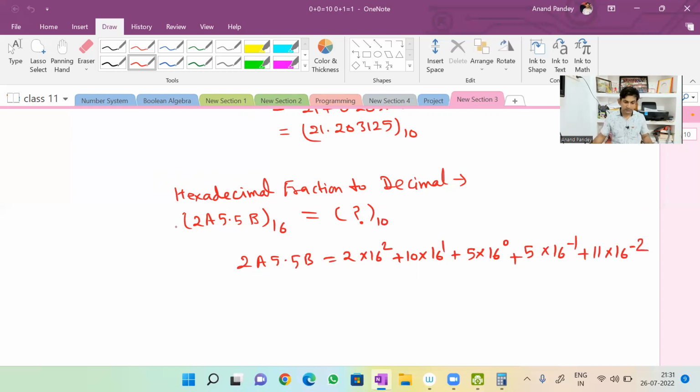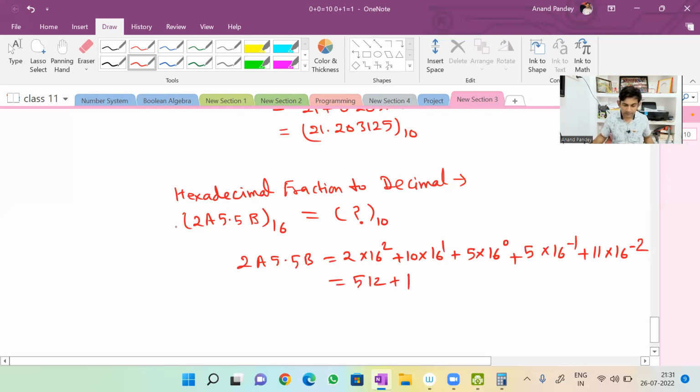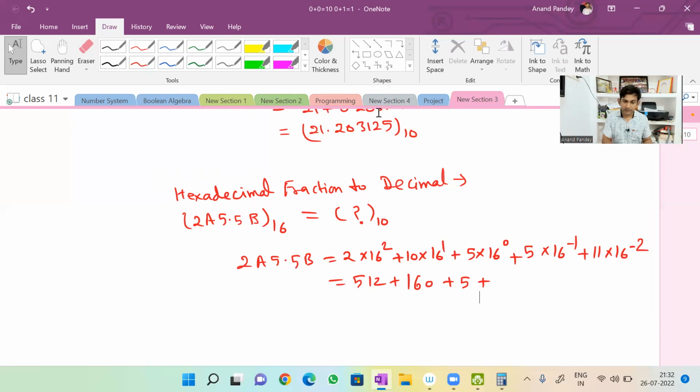So if we solve all this, here 16 square will be 256. So 512 plus 160 plus 5 plus. Now this you have to calculate. 16 to the power -1 will be 1/16, and 16 to the power -2 will be 1/16 square. Okay. So let me calculate this. So you can check the calculation. I have done this calculation. 0.3125. For this we are getting 5 into 16 to the power minus 1, we'll get this.